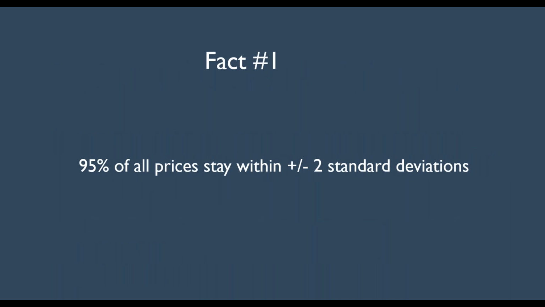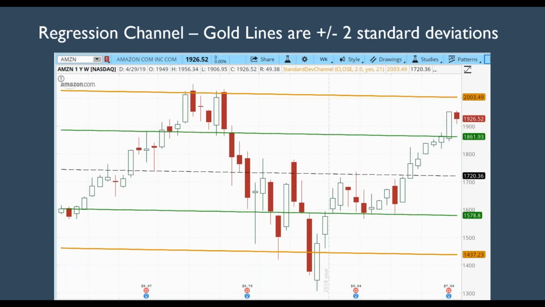Fact number 1, 95% of all prices stay within the plus or minus 2 standard deviation on the regression channel. This then is a reminder of the regression channel. This is a price chart of Amazon, and you can see how the regression line right here is determined by 50% of the price being above the line, 50% being below the line.